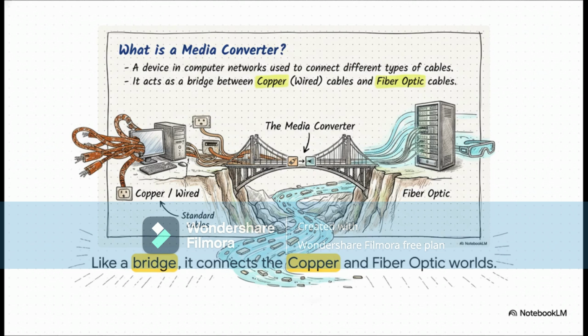A media converter is quite literally a bridge. You've got the copper world on one side and the super fast fiber optic world on the other. The converter just sits right in the middle and lets all the data traffic flow back and forth without a problem. It really captures its main job beautifully.